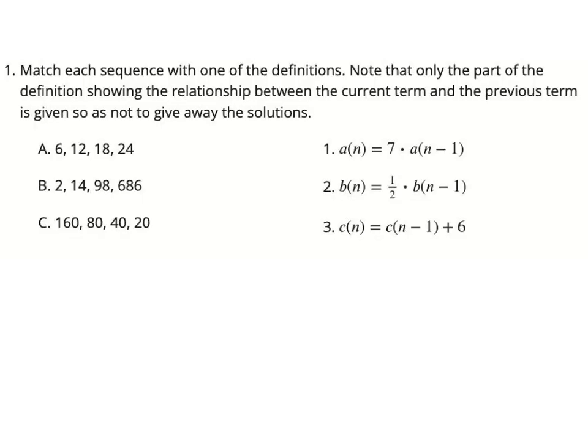Okay, match each sequence. So, here's the trick. You come over here and you find your change. My change is times 7, times 1/2, and then plus 6. So, all I got to do is find 6 plus 6 is 12, so A goes with 3. 2 times 7 is 14, so that goes with that. And then 160 times 1/2 is that one.